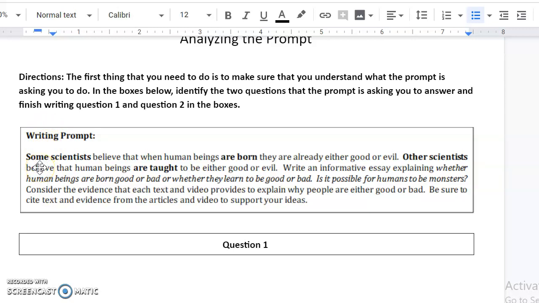Right? So this is our whole purpose for doing this packet. We read the sources, we get this prompt, and then we respond to this prompt in an essay. And we have to decide, are human beings good? Are they born good? Or do they learn to be good? Are they born evil or do they learn to be evil?